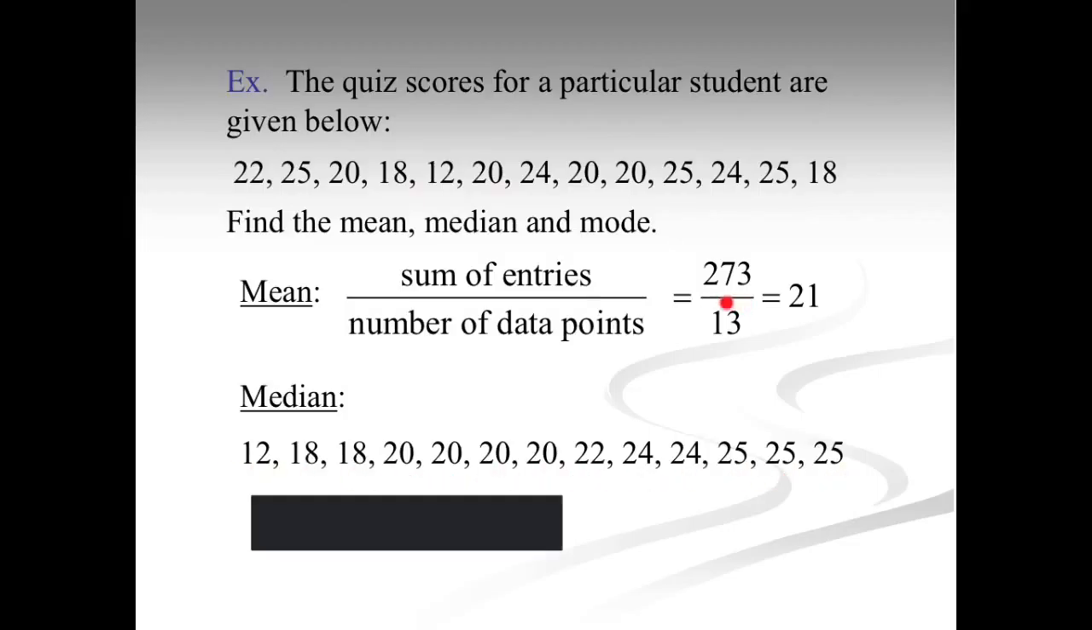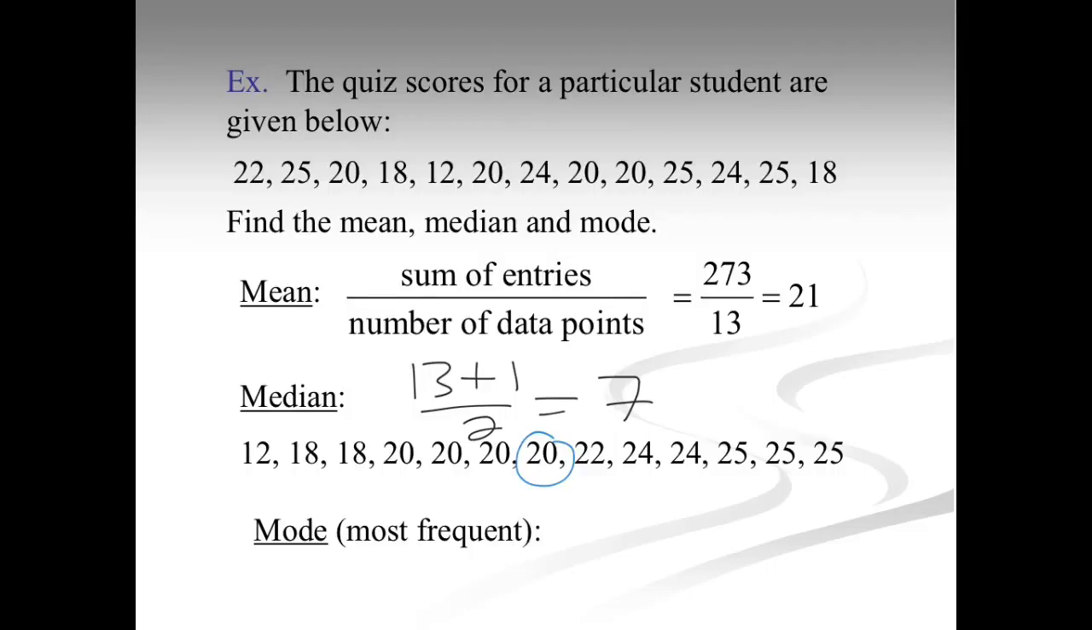We know that there are 13 total terms. So if we apply our formula for the median, we have 13 plus 1 divided by 2, which gives us the 7th term. So the 7th term is going to be our median as long as our terms are in numerical order. Identifying our 7th term gives us 20, which means that the median score was 20. And finally, we want to find the mode, which is the most often occurring term. To find the mode, it's also nice to have them in order because we can see that 20 occurs most often. So 20 is also our mode, along with the median.